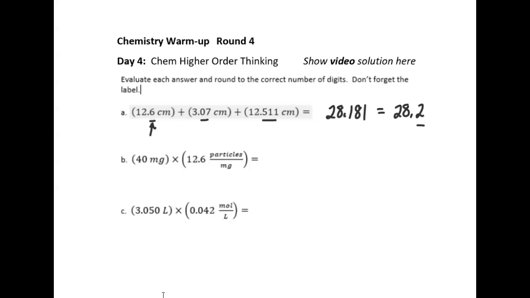Question B is a multiplication problem. The rounding rule for multiplication is different from the rounding rule for addition. For multiplication, it's necessary to count up the number of significant figures in each measurement. And whichever measurement in the calculation has the least significant figures, that will control how many significant figures are included in the rounded answer. The first measurement, 40 milligrams, has 1 significant figure.